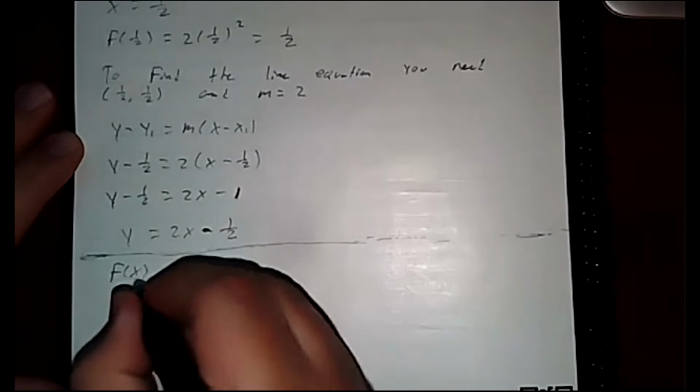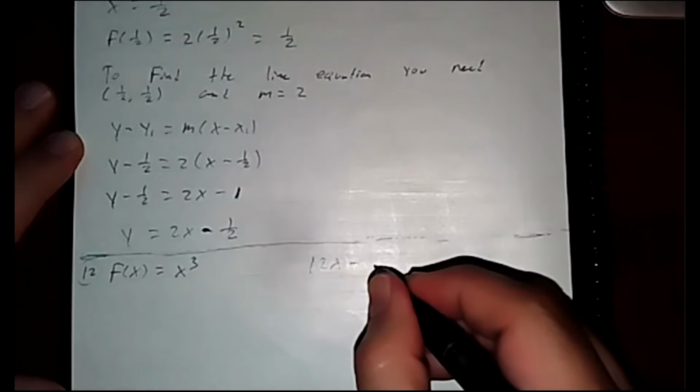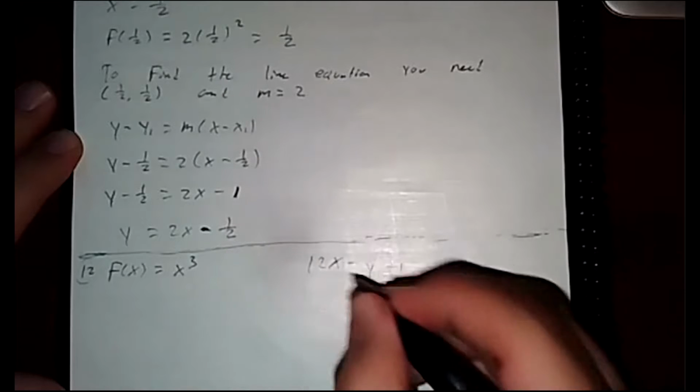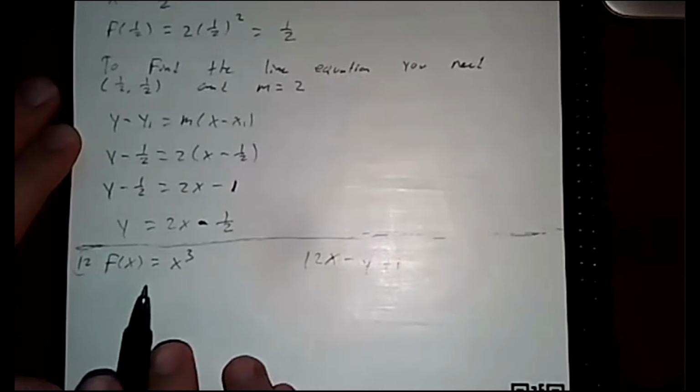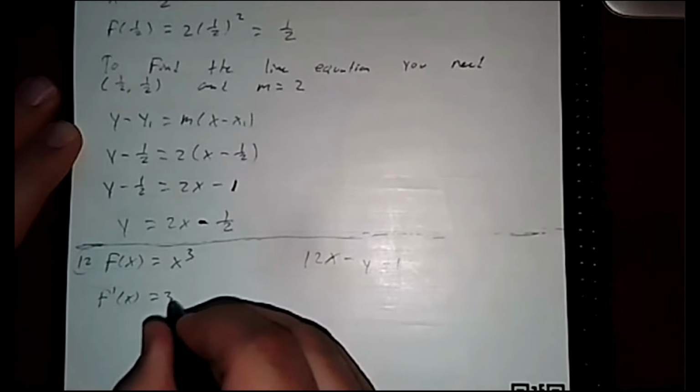Okay, so basically, we're just going to have two parallel lines, one on the positive side, one on the negative side, right? It's the exact same question. It's just that you have two lines to find instead of one. And that's because it's cubic. So when you take the derivative, we get 3x squared, right?